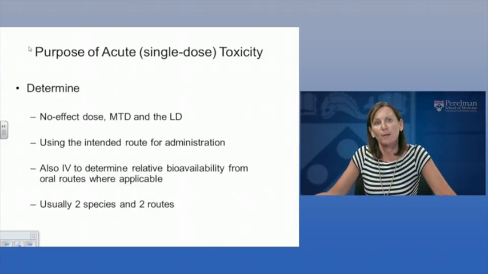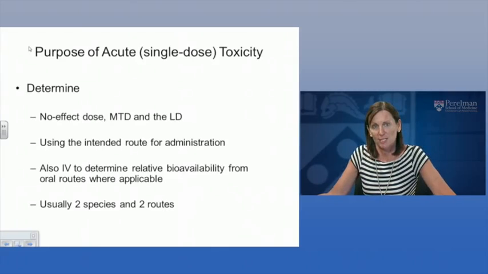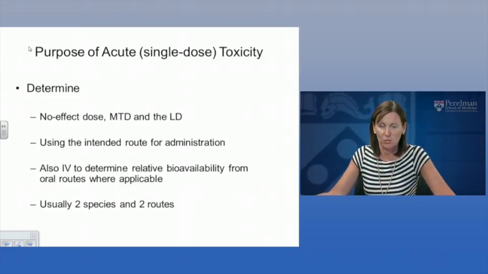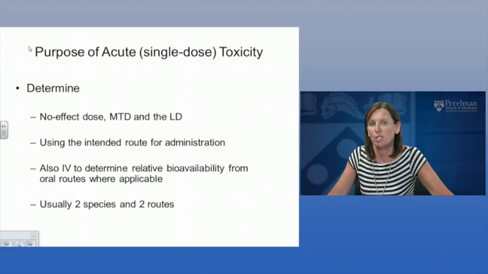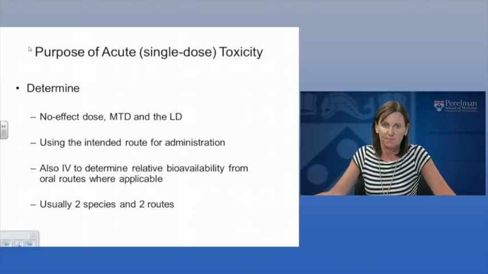So what is the primary purpose of acute toxicity? Well, here I'm going to introduce some terms to you. The primary purposes are the following: to determine the no-dose effect. Remember, this is the dose that is used to calculate the starting dose in humans, the no-dose effect.